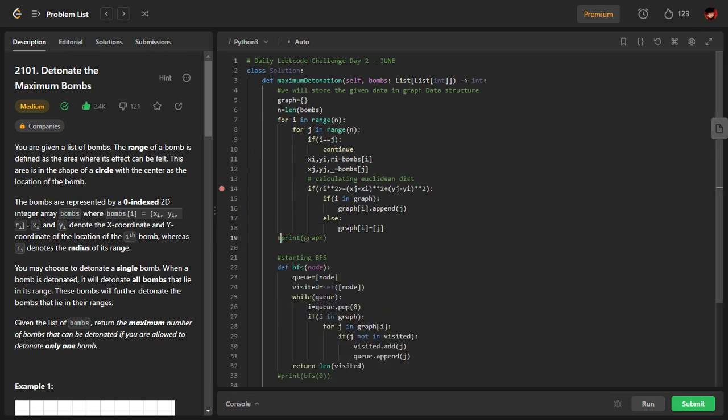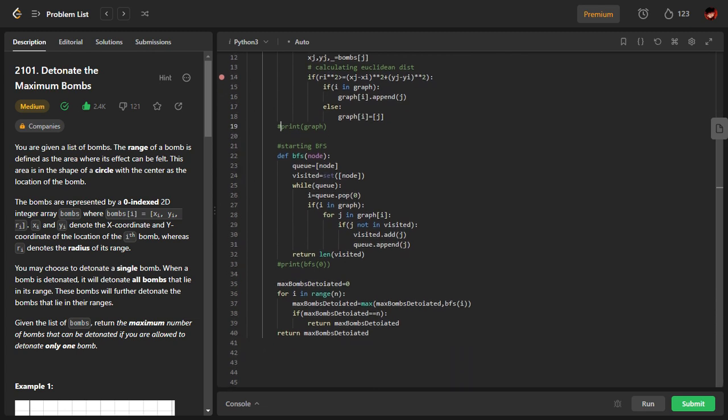Now coming to BFS. In this case, we have to individually check for each bomb. Because if you see the question, they have clearly given the list of bombs, and asked to return the maximum number of bombs that you can detonate if you are allowed to detonate only one bomb. So which bomb will it be? We don't know, right?